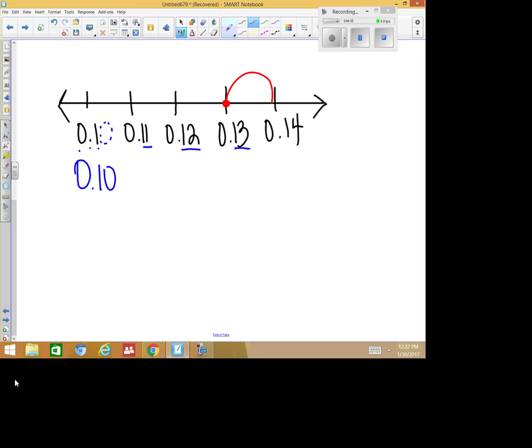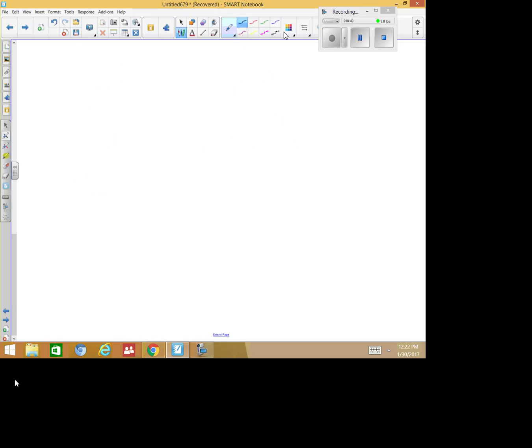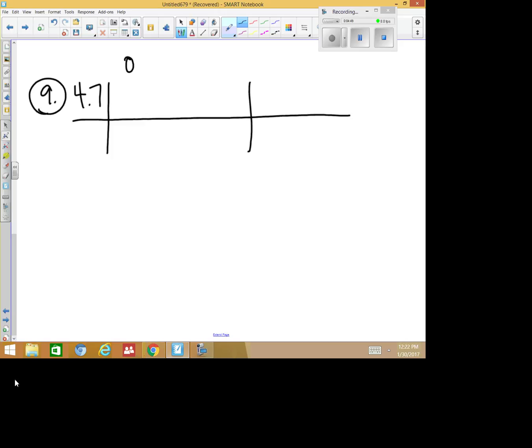Okay, so on number 9. You have your nice little table, right? And it says 4.7. Okay? And then it says 0.1 more than. And this says 0.1 less than. What does this decimal in the tenths part, what does this one stand for? Taylor Ann? A tenth, right?